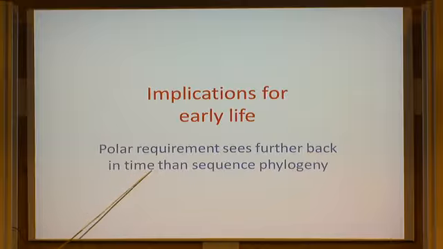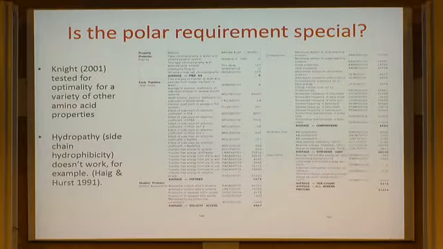Okay. So I want to now talk about the speculative part of the talk, or more speculative, if you like. I want to explain what we think this means for early life. This isn't something where I can show you a detailed calculation. The claim is that polar requirement sees further back in time than sequence phylogeny, that we're understanding something about life before the last universal common ancestor. And the reason we know this is the following.